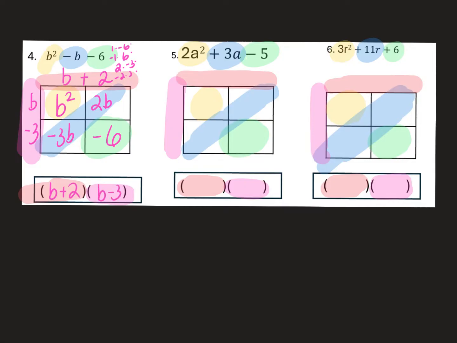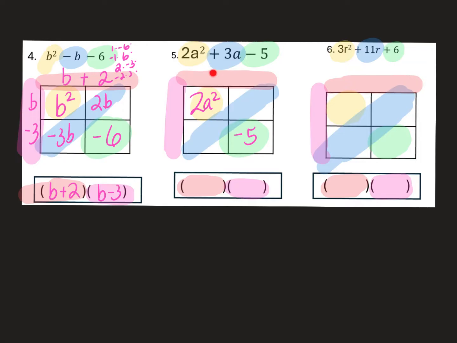Now this next one's going to be a little bit trickier. Hopefully you can see that we've changed it to where a is not 1. We can still use this box to figure it out. It just might be a little bit more complicated. And I'll show you why in just a second. So I'm going to put 2a squared here, negative 5 here.